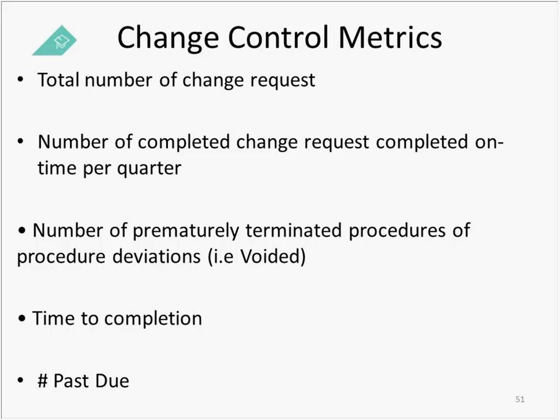And on time is very important because, yes, you can get regulatory observations from not completing your change controls in a timely manner. Number of prematurely terminated change controls, so voided. Again, it's very important that you're not starting change control records and then voiding most of them because you decided that you're not going to implement them. And time to completion.